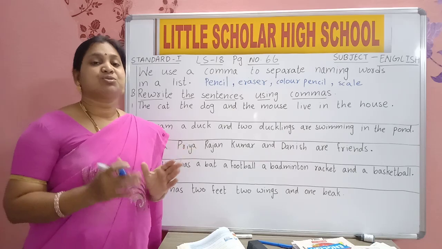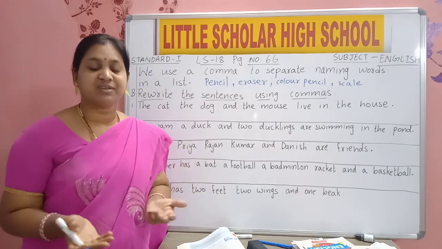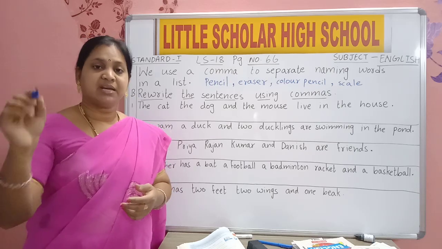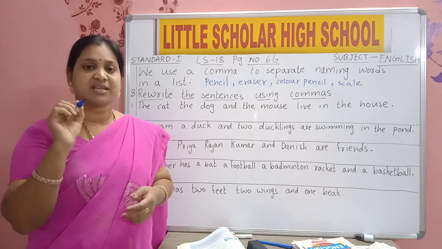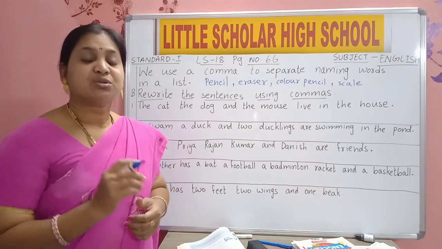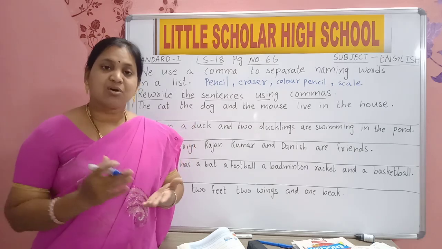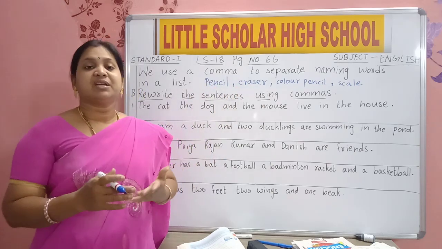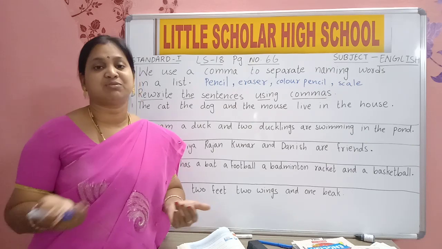If we ask you to write your favorite places which you want to visit, how are you going to write? Mumbai, comma, Delhi, comma, Chennai, comma, Hyderabad, comma, Secunderabad, comma. Yes or no? So names of people, to separate the names of people also we'll put comma, and things also we'll put comma. If we write a list of place names also we'll put commas in between.